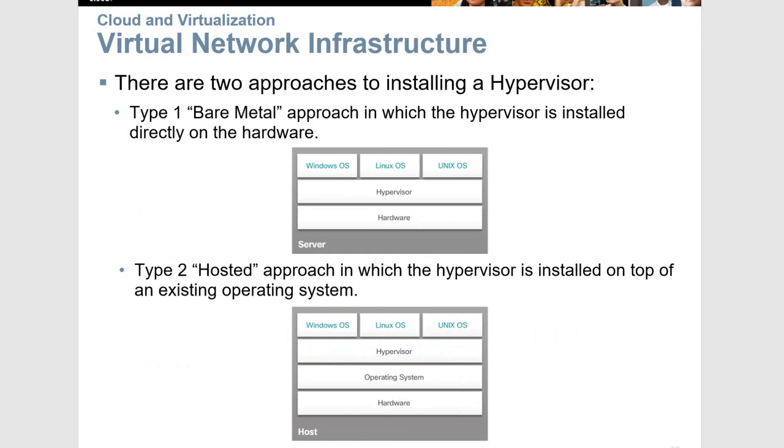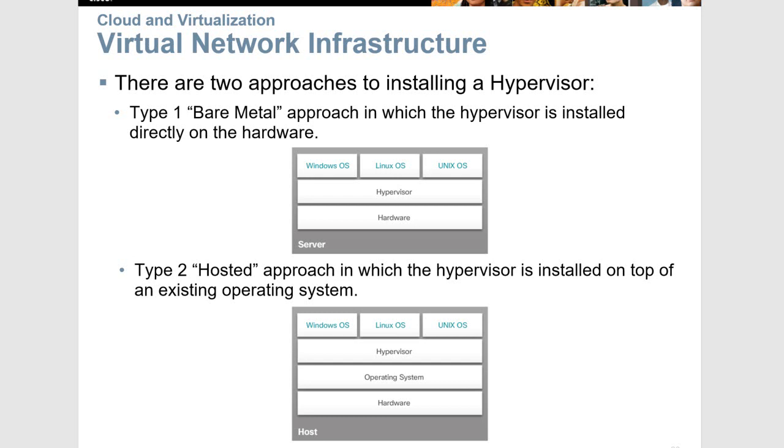There are two approaches to installing a hypervisor. You've got a type 1 or bare metal approach in which the hypervisor is installed directly on the hardware. You sometimes can have a shell of some sort that gets you into the hypervisor, but for all intents and purposes, the hypervisor is directly installed on the hardware, allowing you to have multiple virtual machines hosted on that same piece of hardware. Okay, whether it's multiple operating systems, multiple servers, however it is you want to set it up.